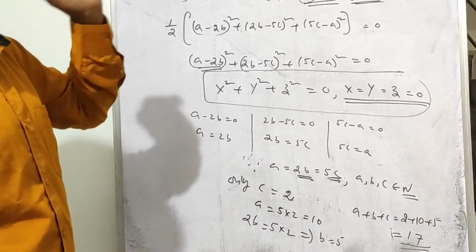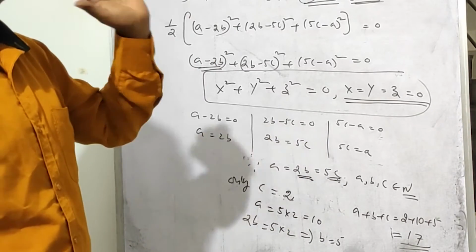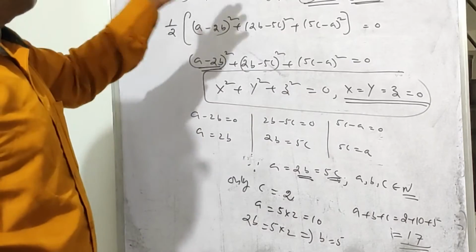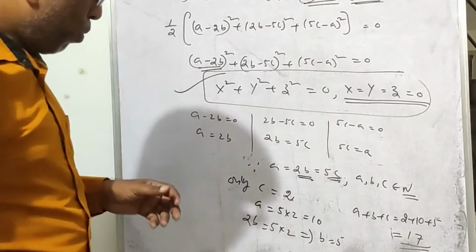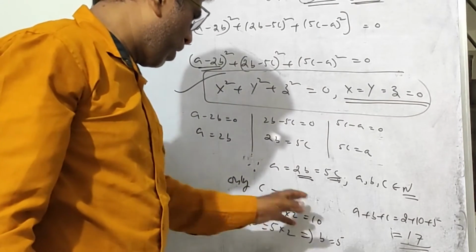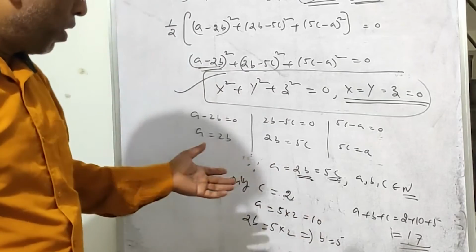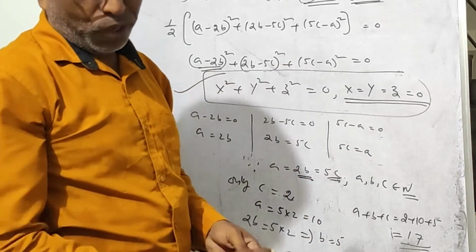These are very important concepts for the aspirants preparing for JEE Mains or competitive exams. These two formulas are the most important. Here a equals 10, b equals 5, c equals 2, so a plus b plus c equals 17. That is the way of solving the question.